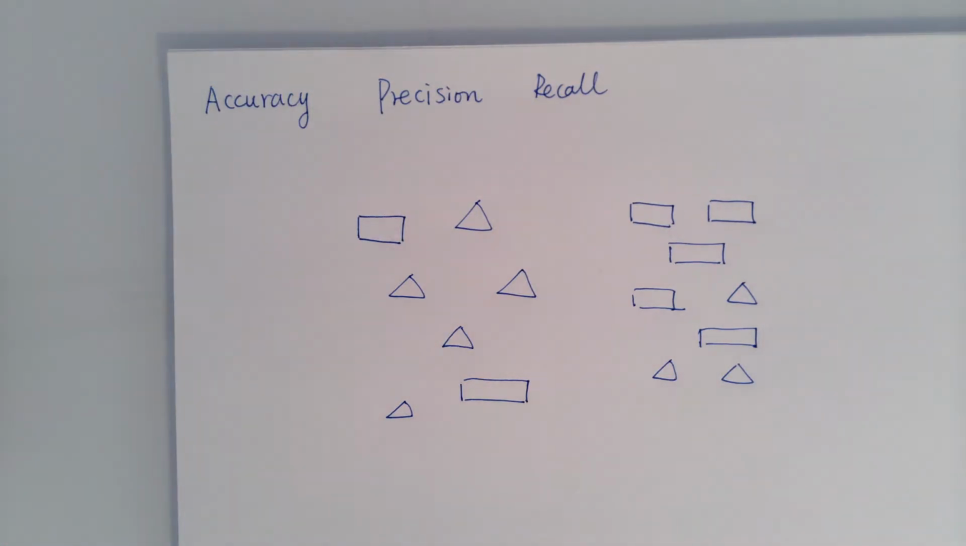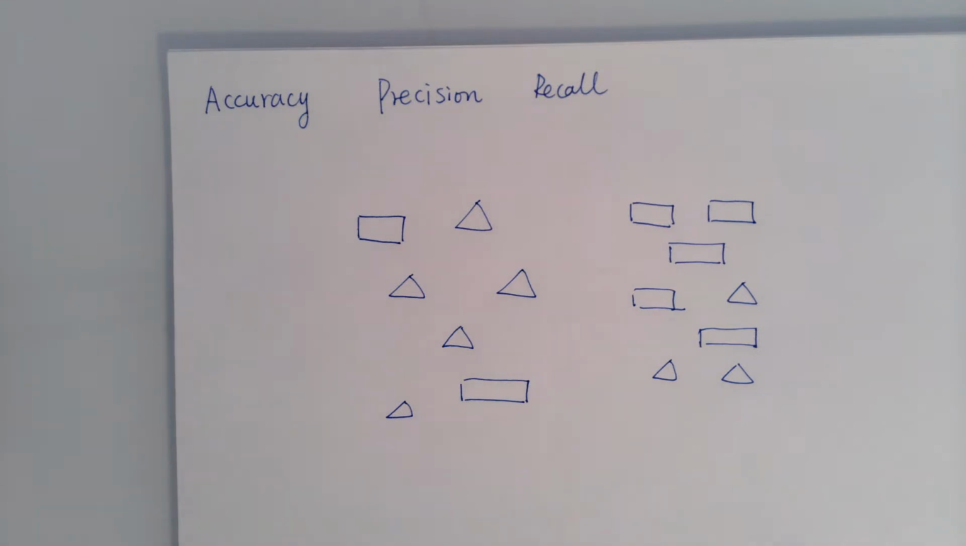Okay, so for today, I would like to briefly discuss what accuracy, precision, and recall are. You will see those three terminologies in classification model summaries. I would like to use a very simple example to explain it. Suppose the task for this classification problem is to identify and classify the triangles and rectangles here.